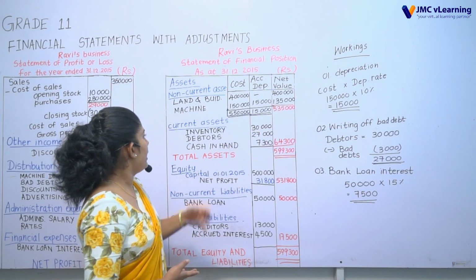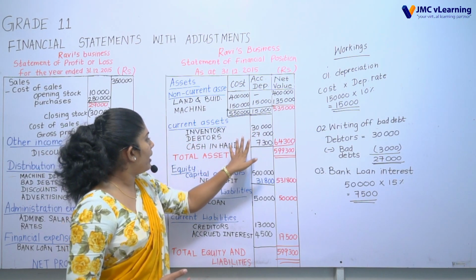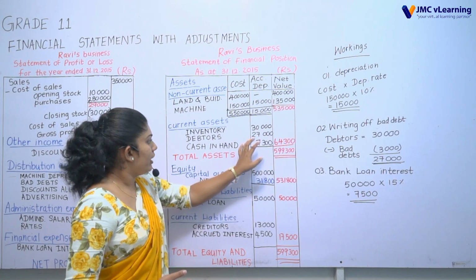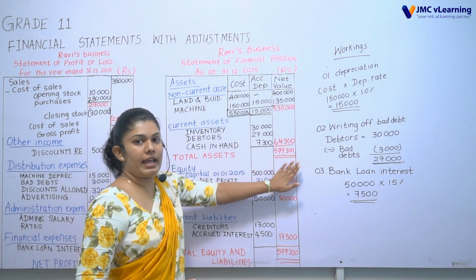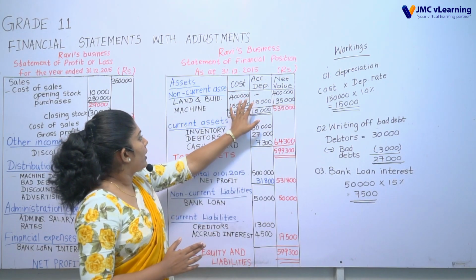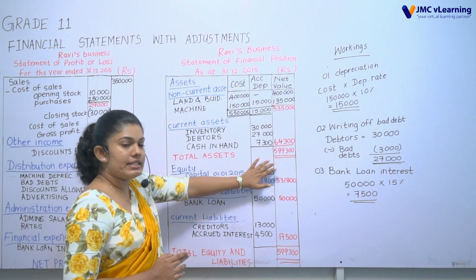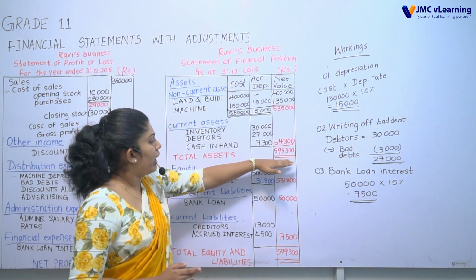Then the net value of total assets, that means the net value of non-current assets, we have 535,000. Then current assets, we have only three types of current assets: inventory, debtors and cash in hand. The total of current assets is 64,300. Altogether, non-current assets and current assets, we get the total assets as 599,300.